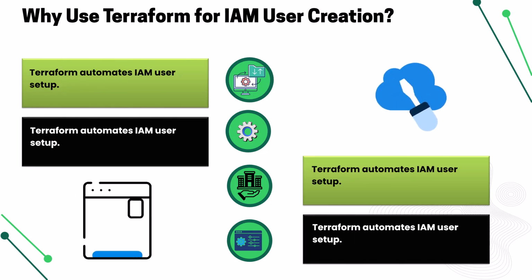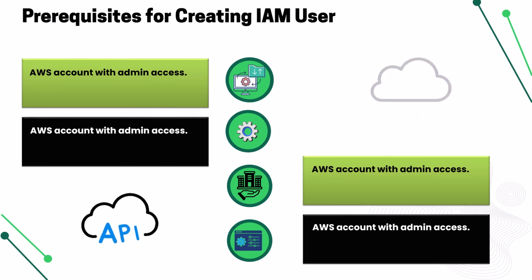Terraform is like a personal assistant for AWS user management. It automates the entire process so you don't have to click through 100 settings manually. It ensures a consistent setup across different environments, making life easier for cloud engineers. Plus, with version control, you can track who changed what. No more mysterious tweaks. Ultimately, Terraform minimizes mistakes and speeds up IAM user creation. Less hassle, more efficiency.